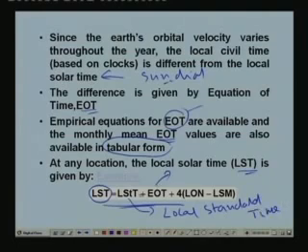EOT, as you know, is nothing but equation of time plus 4 into (LON minus LSM). LON is the local longitude. LSM is the local standard meridian.